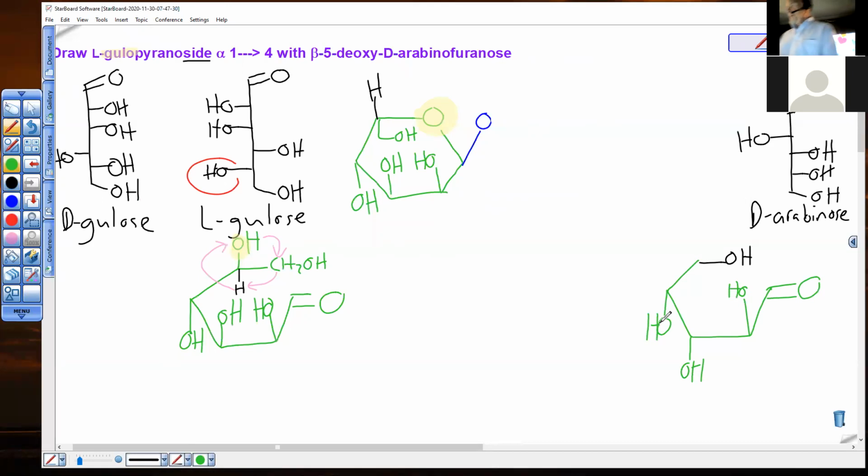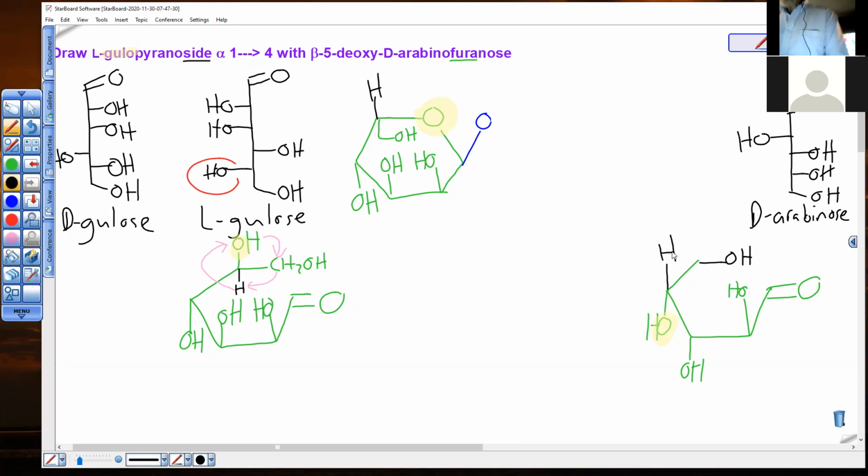Find the anomeric O. And why is it this one? I need ring size to be 5. That's what furanose means. Furanose means 5. And this would be 5, counting carbonyl number 1. 1, 2, 3, 4, 5. Putting the H on. Going straight to my ring.